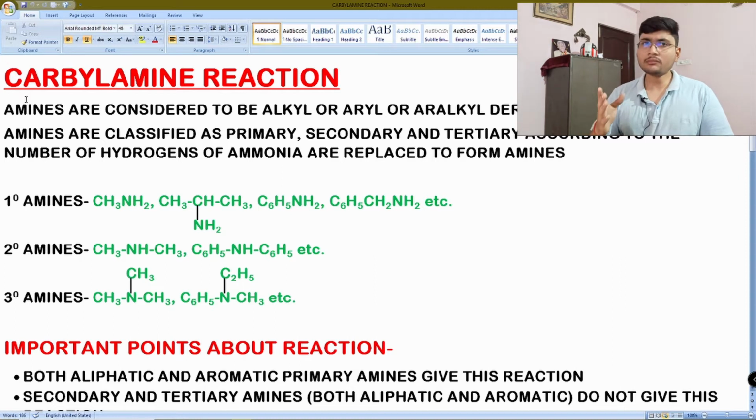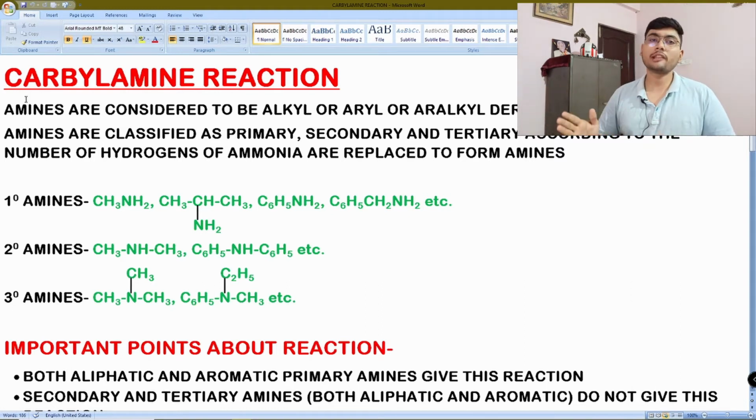That is to say, if the OH group is attached to a tertiary carbon atom, it is a tertiary alcohol. If the OH group is attached to a primary carbon atom, it is a primary alcohol. But this is not the case in amines. Amines are considered to be alkyl or aryl derivatives of ammonia. Ammonia you all know, NH3. So if we replace one hydrogen of ammonia with an alkyl group, for example R, the resulting compound will be RNH2.